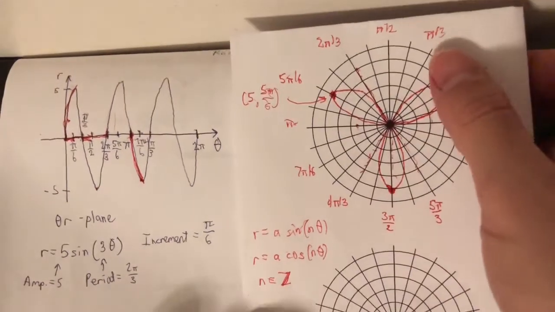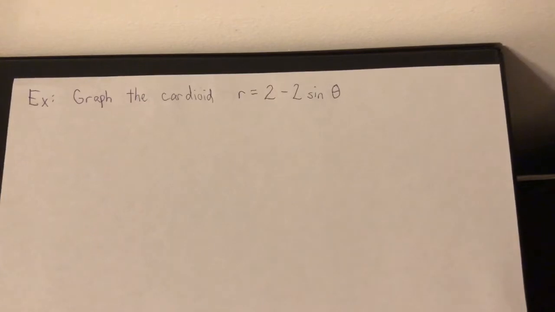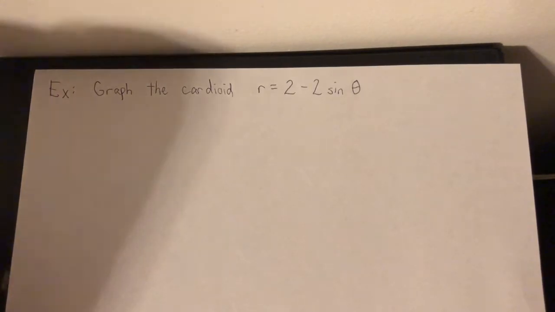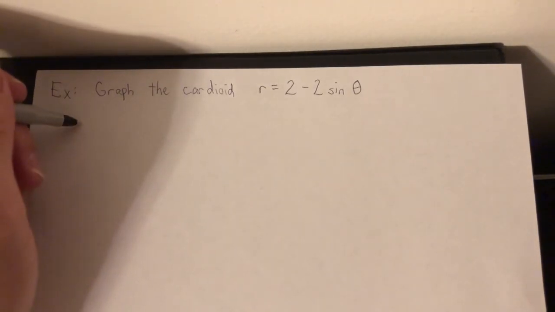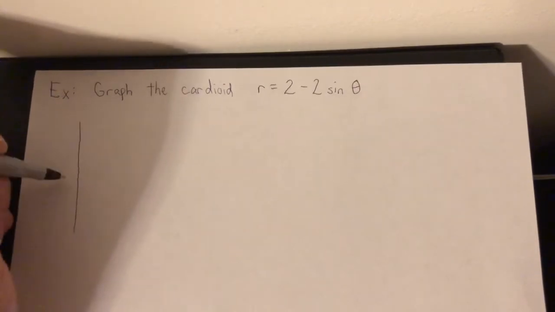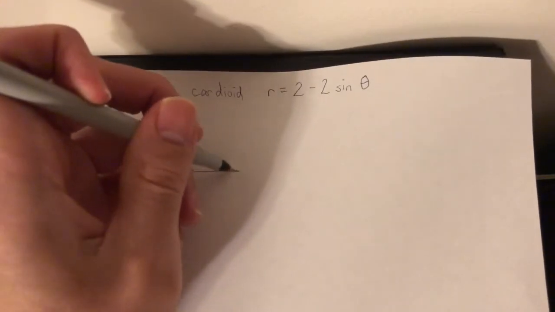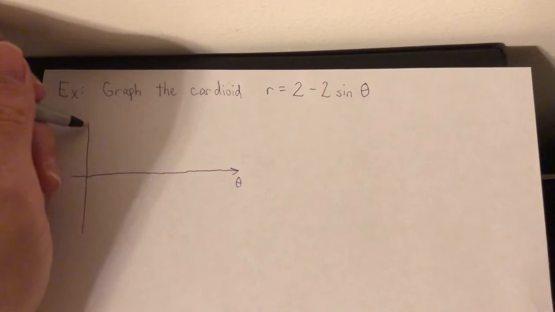So at this point, I'm going to diverge a bit from our guided notes, and I'm going to take a look at the graph of something called a cardioid. So the cardioid r equals 2 minus 2 sine theta. And we're going to start the same way as we did with the other examples. We're going to graph in the theta r plane, and I'm going to go from 0 to 2 pi.